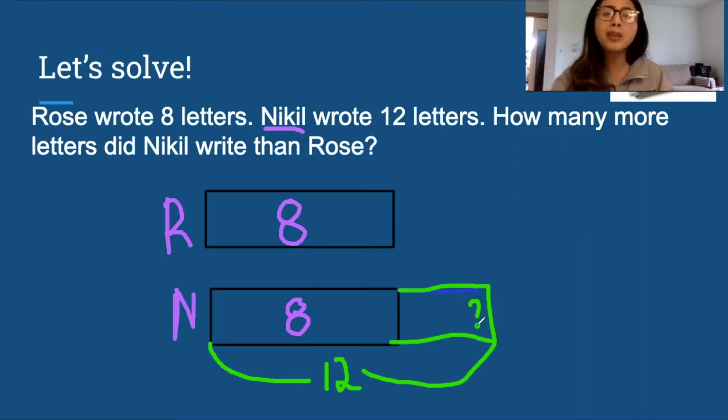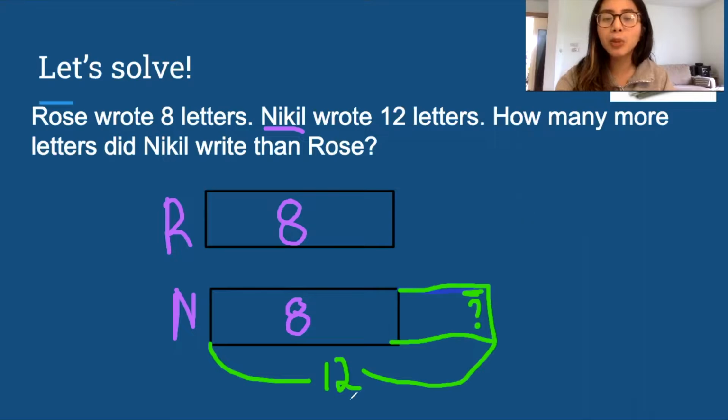So if they both have 8 somewhere in their letters, I think we should do our subtraction strategy like we did last time. So we can figure out what's this mystery number? How many more did she write?